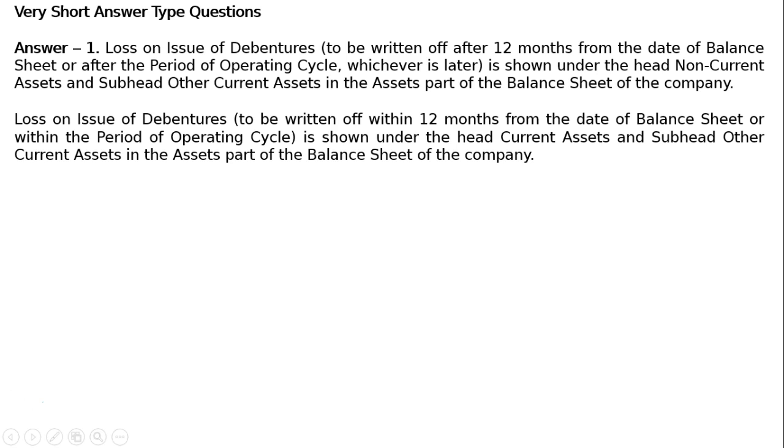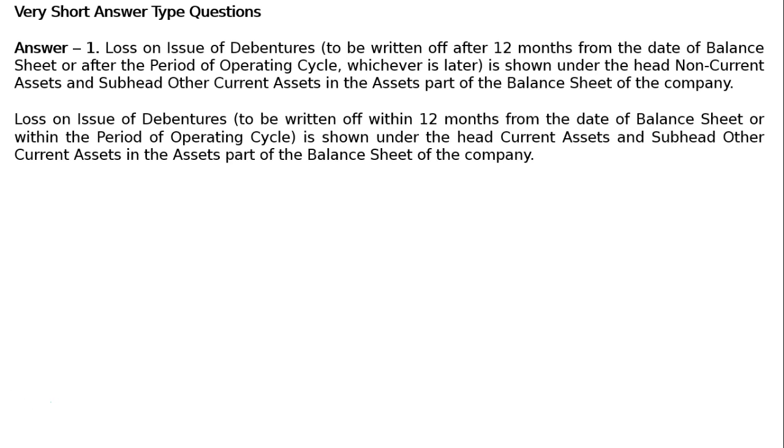Loss on issue of debentures to be written off after 12 months from the date of a balance sheet or after the period of operating cycle, whichever is lesser, is shown under the head non-current asset and subhead other non-current asset in the assets part of the balance sheet of the company. Loss on issue of debentures to be written off within 12 months from the date of a balance sheet or within the period of operating cycle is shown under the head current assets and subhead other current assets in the assets part of the balance sheet of the company.